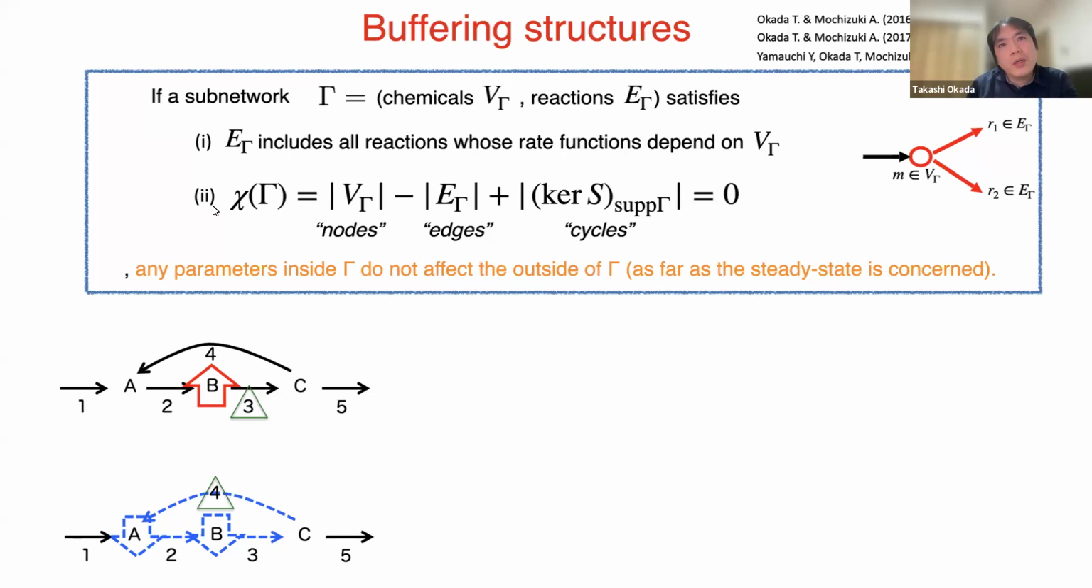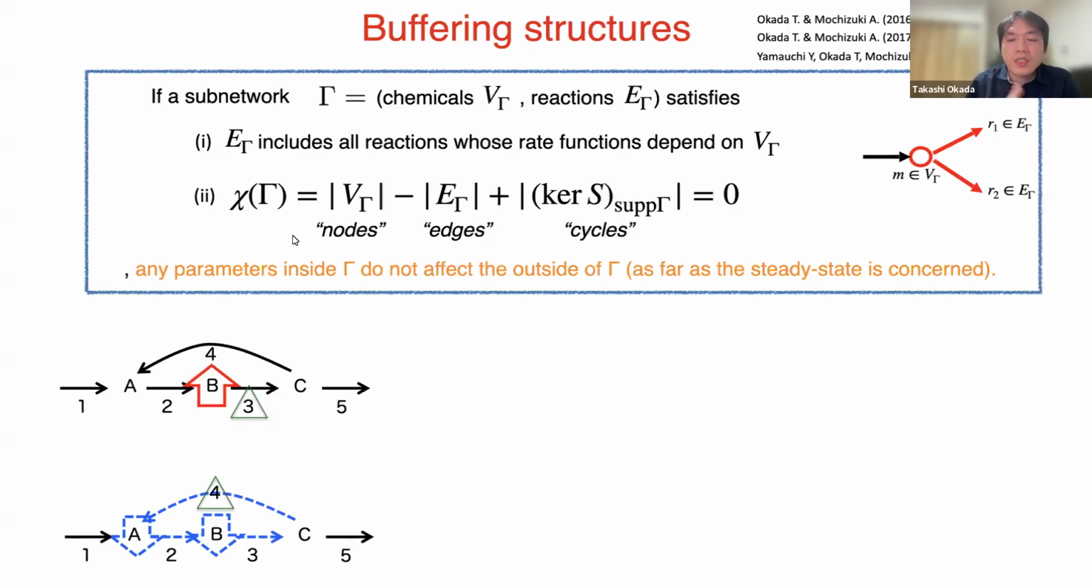Secondly, we calculate a kind of Euler characteristic. So the index is defined like this. It is given by the number of chemical species inside gamma minus the number of reaction edges, reactions inside gamma, plus the dimension of the kernel space restricted on gamma. And graphically, these three terms correspond to nodes and edges and cycles inside gamma. Okay, and let's suppose that this index is equal to 0. And we call such a subnetwork a buffering structure.